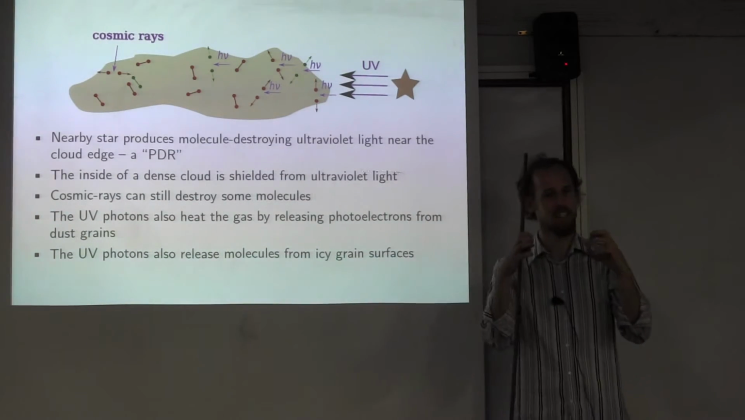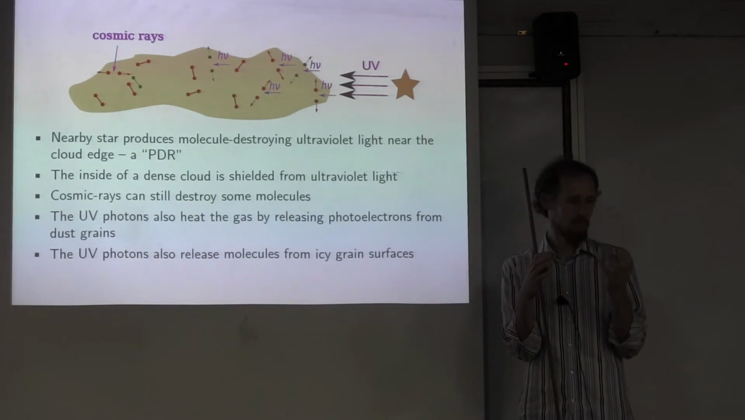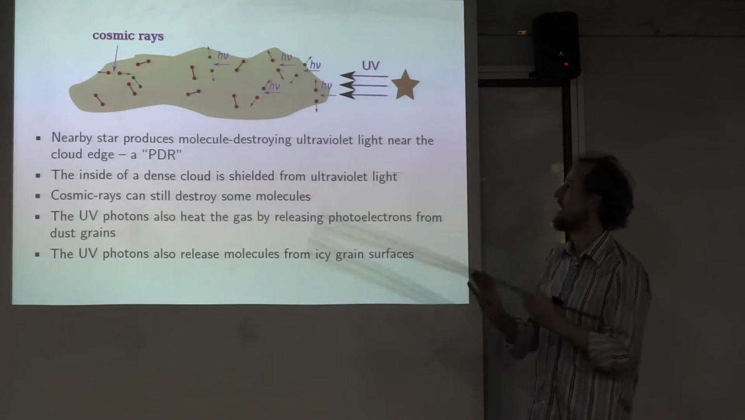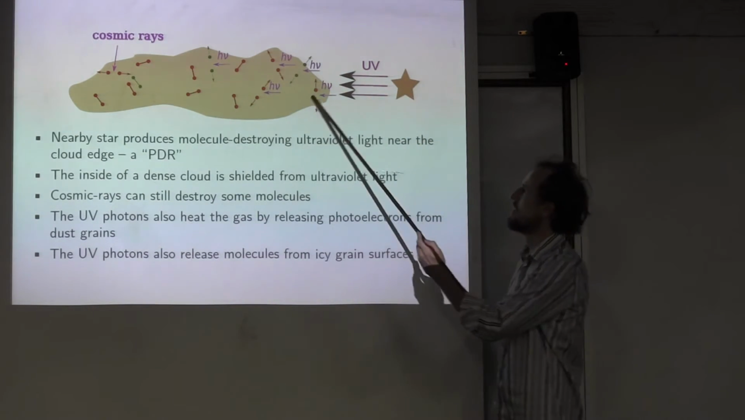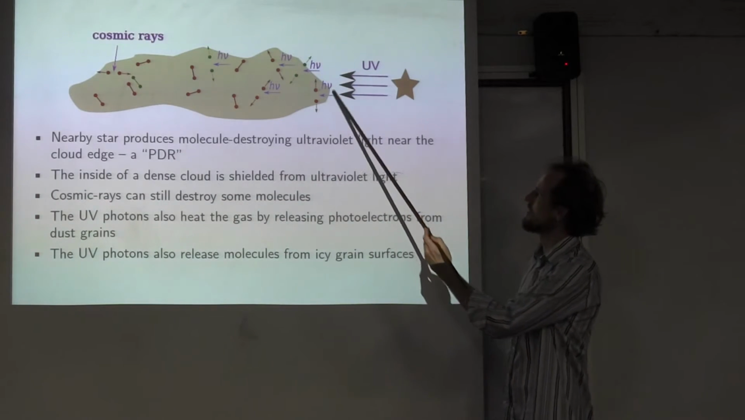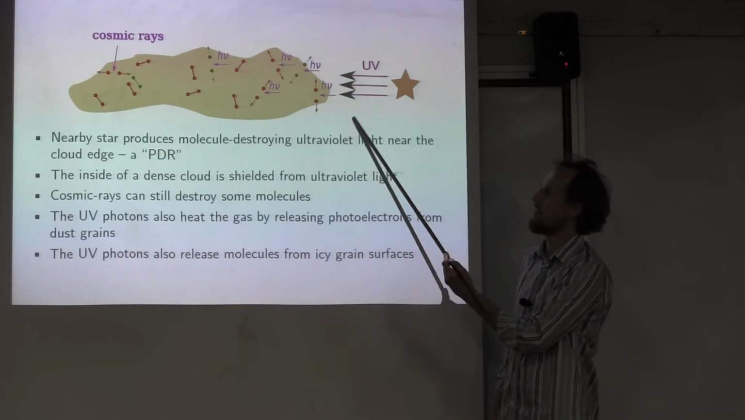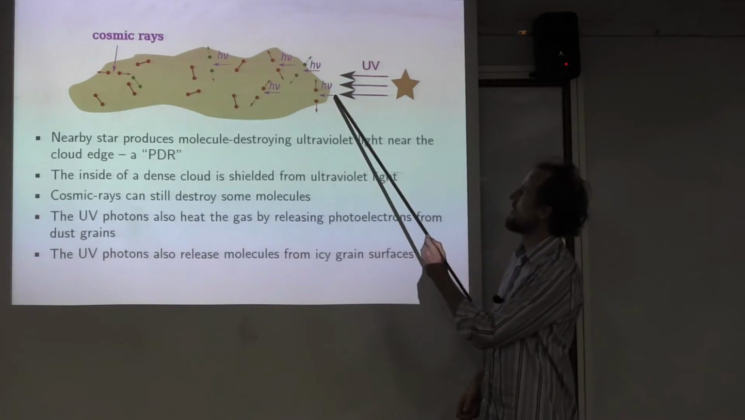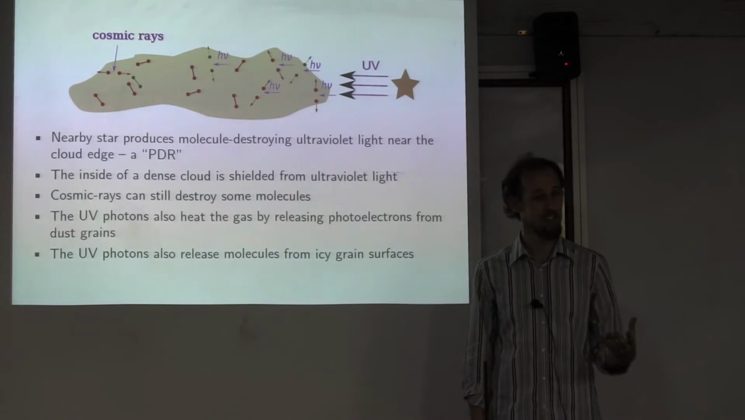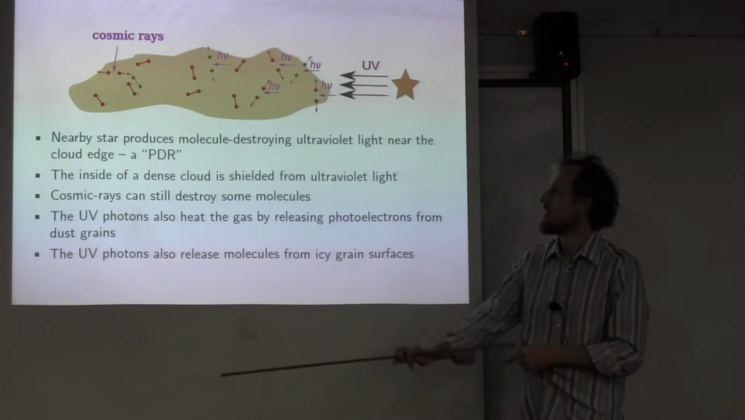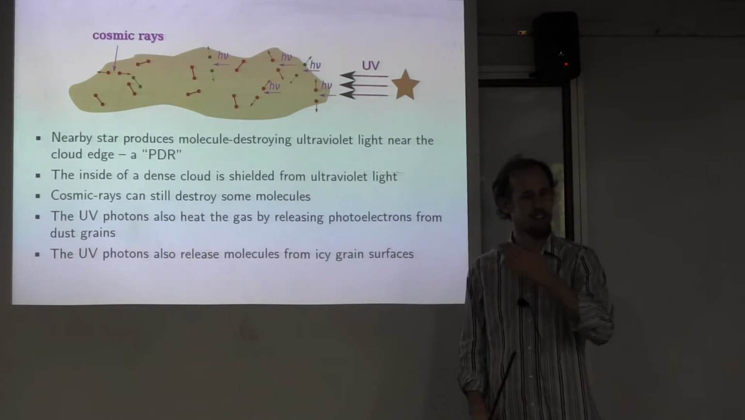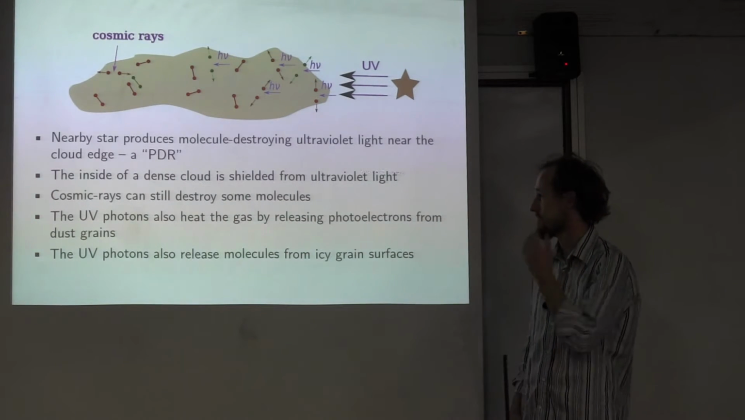If the binding energy of the molecules is about 3 to 5 electron volts, then you need about a 200 nanometer photon to break apart the molecule. And this star provides enough of those to destroy all the molecules, meaning that at the edge of this cloud, this PDR, this photodissociation region, you have only atoms. And as you go further and further in, because of the extinction due to the dust, the UV radiation intensity decreases, and eventually you can form molecules again. So you have a gradient of molecules on this edge.